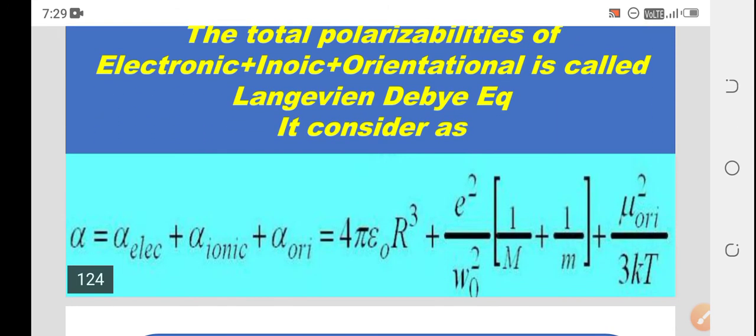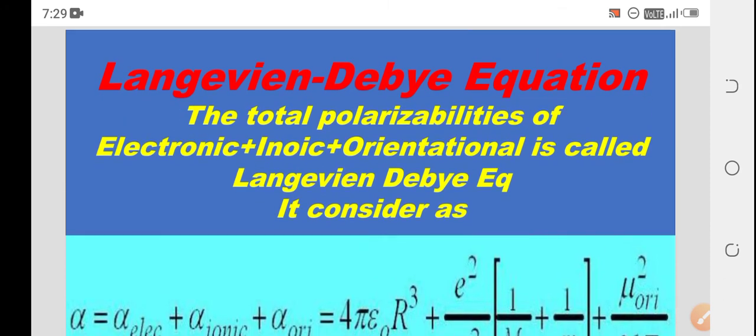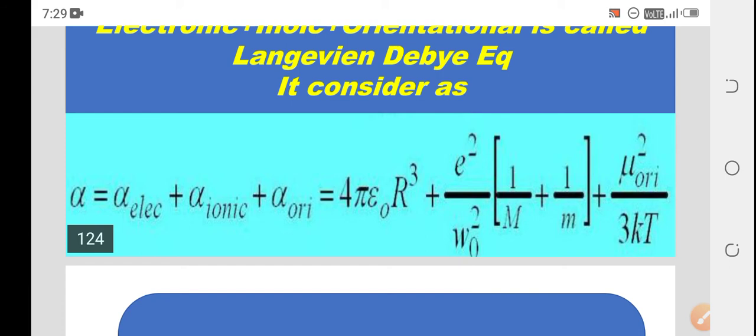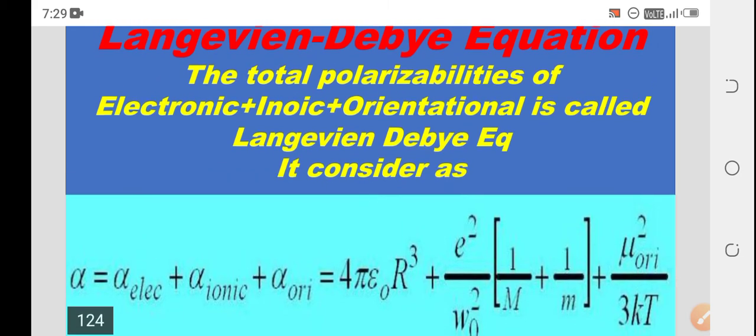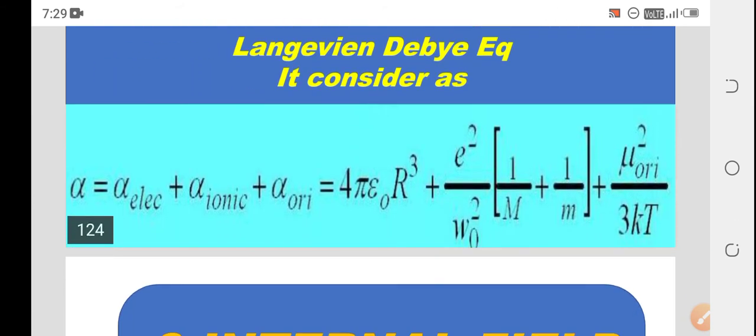Langevin-Debye equation: the total polarizability of electronic, ionic and orientation polarization is given by the Langevin-Debye equation. It is 4 pi epsilon naught r cube for the electronic polarizability; for the ionic polarizability, e square by omega naught square of 1 by m plus 1 by capital M of the anion and cation; and for orientation, mu naught square by 3kT. So this summation of electronic, ionic and orientation polarizabilities is called the Langevin-Debye equation.